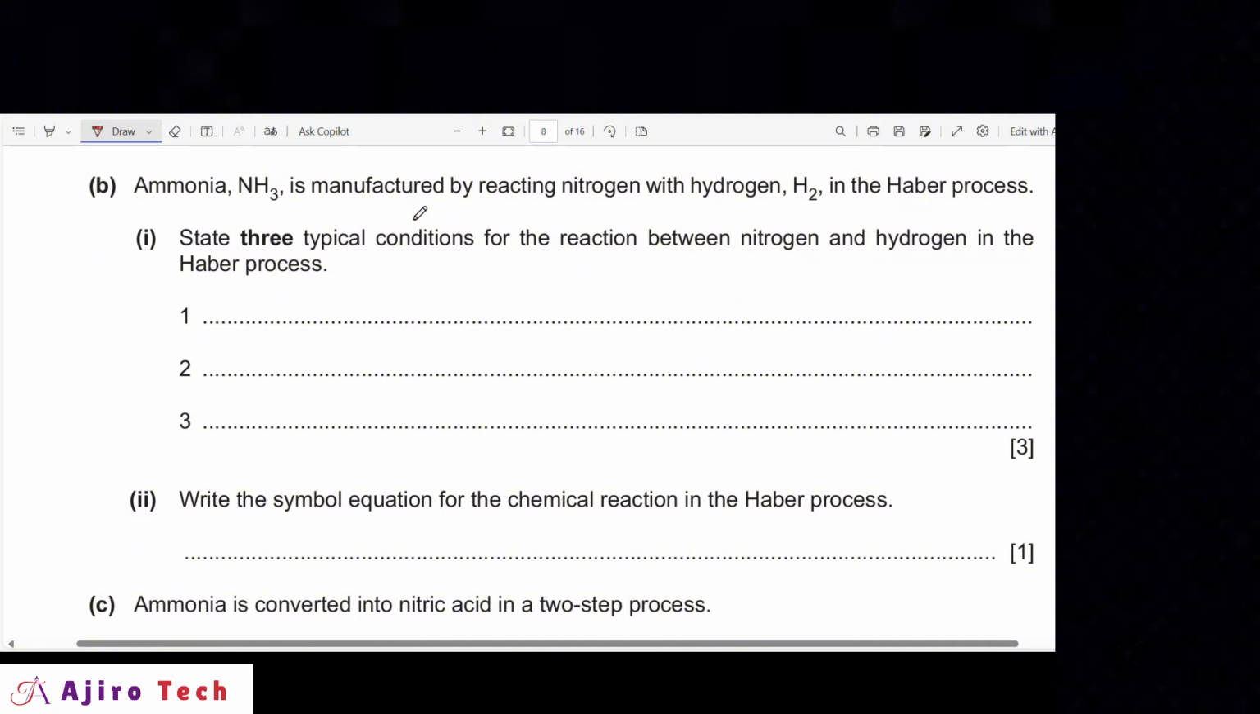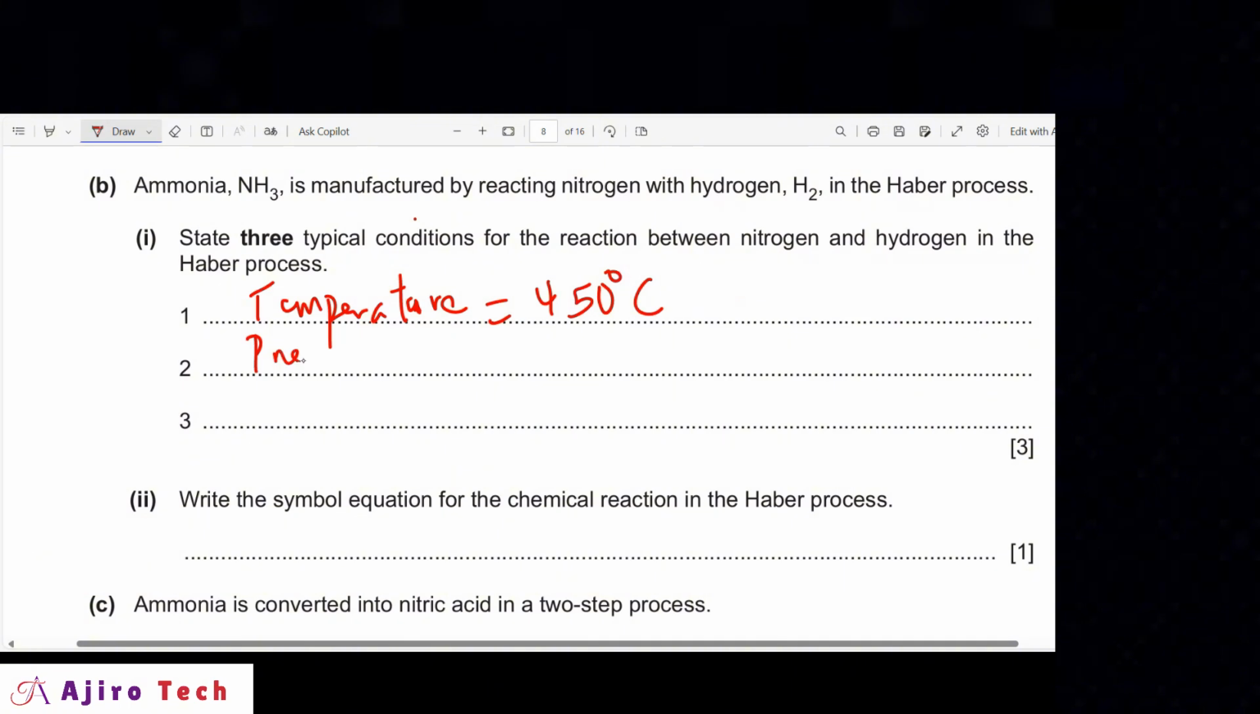First we'll begin with the temperature. You can't go into the IGCSE chemistry exam without memorizing the conditions for the Haber process and the contact process. They are always coming out, all right? So this is the temperature.